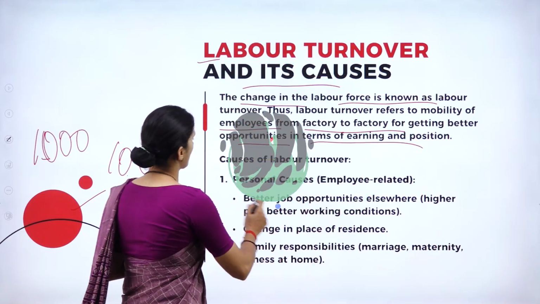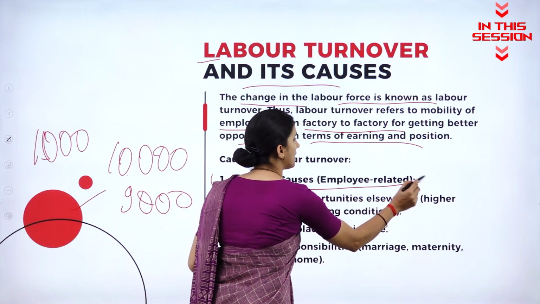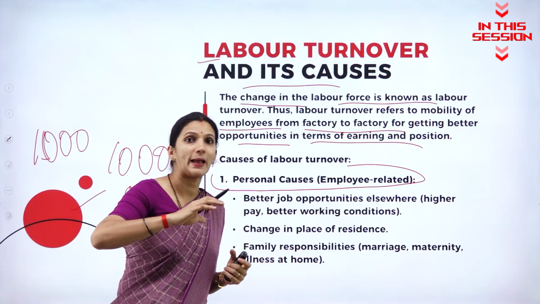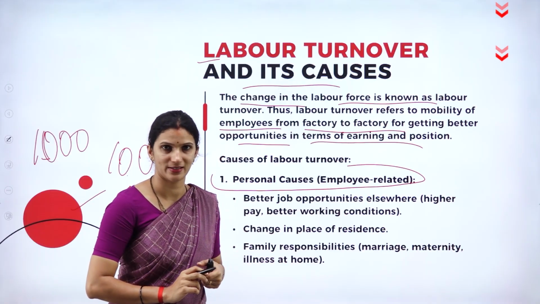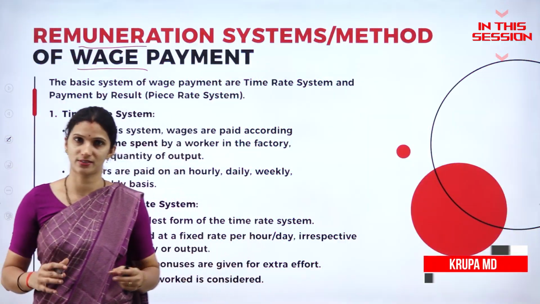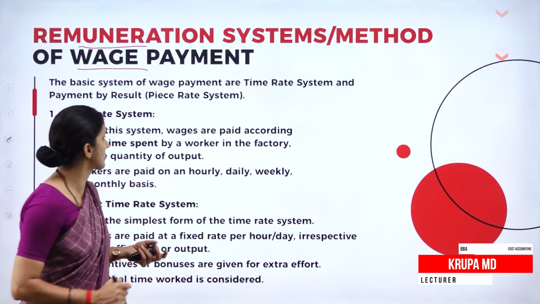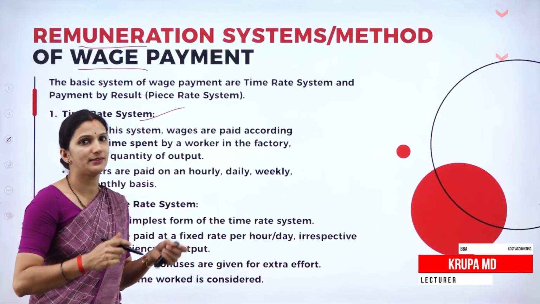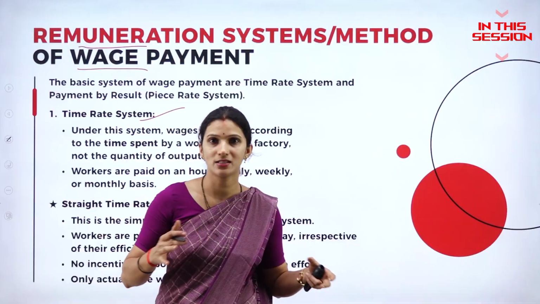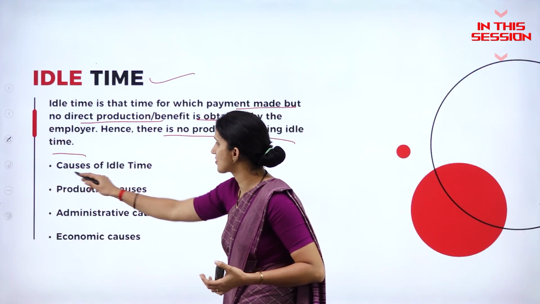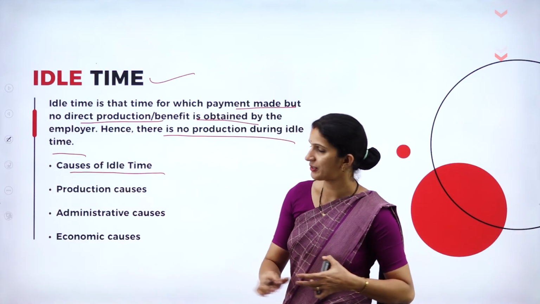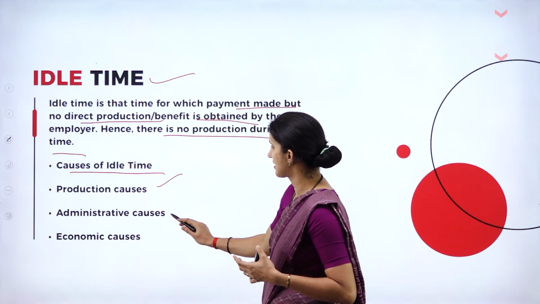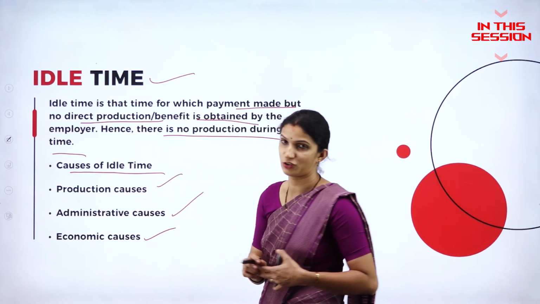So what are the causes we have? One, it is the personal causes, that is from the employees' side. What are the reasons we have? So here we have the two systems of payment of wage. One is the time rate system, another one is the piece rate system. So here, what are the reasons for idle time? So that is categorized as production causes, administrative causes and the economic causes.